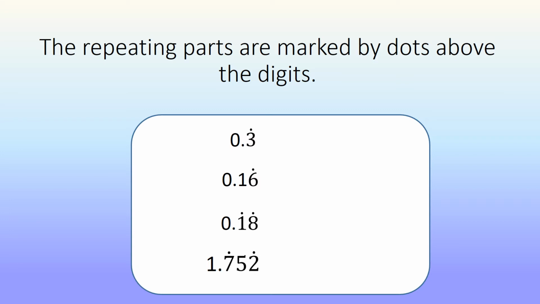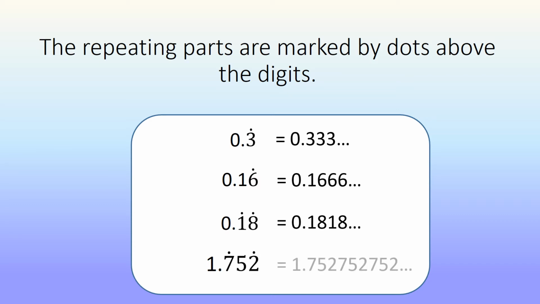And the way we denote recurring decimals is using the dot above the number. For 0.3 with a dot over it, it's the 3 that repeats. For 0.16 with just a dot over the 6, it's just the 6 that repeats. When we have dots over two numbers, it means that the section between them repeats, or in this case, the 1 and the 8 repeat indefinitely. And in the last one, it's the section between the two numbers with dots on that repeats, so 752, 752, etc.